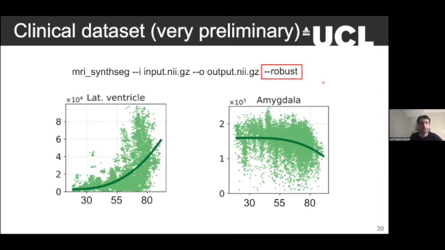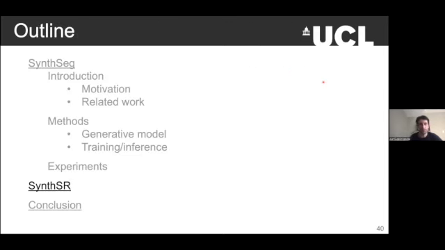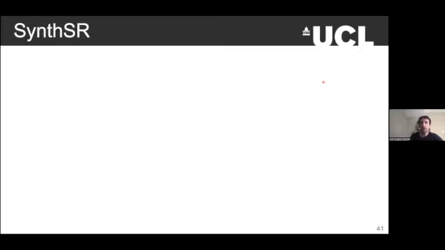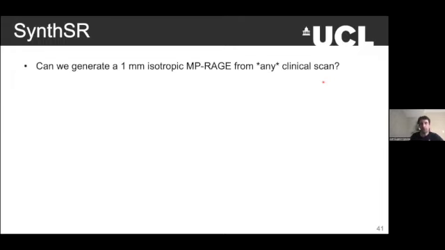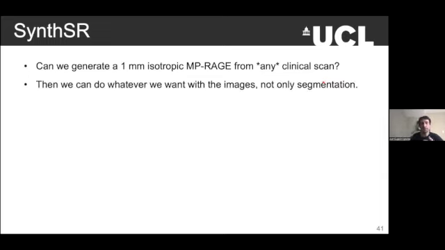I'm going to quickly go over SynthSR. It's going to be fast because it's essentially the same. The question is, SynthSeg is good if you want to do segmentation, right? But could we generate, instead of a segmentation, a 1 millimeter isotropic MPRAGE from a clinical scan? Because then you don't have to do segmentation. You can do whatever you want. You could do registration, or any other analysis. Or you want to segment with a different protocol or different software. You have, for example, a package that segments the hypothalamus, and you want to run it on your clinical scans. So this is more versatile.